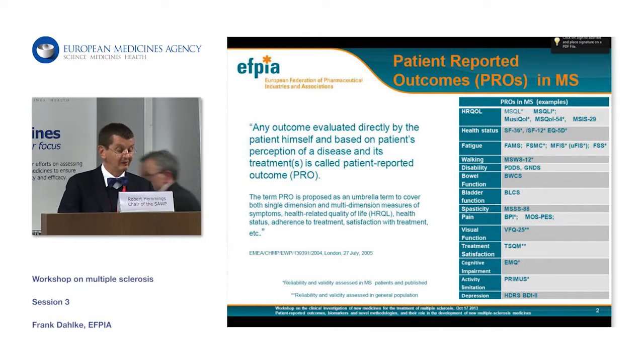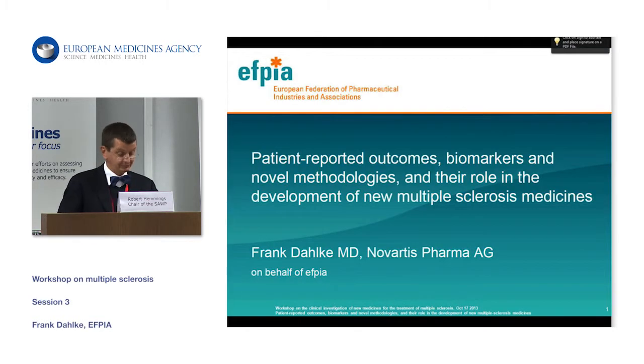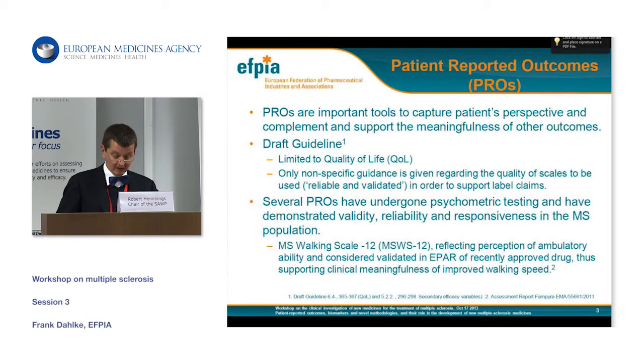It goes from health-related quality of life measures over impairment measures to adherence and treatment satisfaction measures. So it's really broad, and it's not an easy topic by itself, because you really need to think what you are talking about if you deal with them. Some of them have been used in MS, and reliability and validity have been assessed.